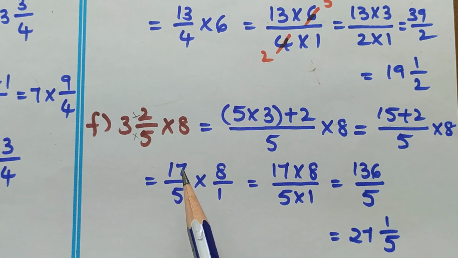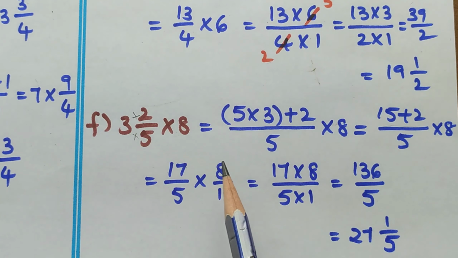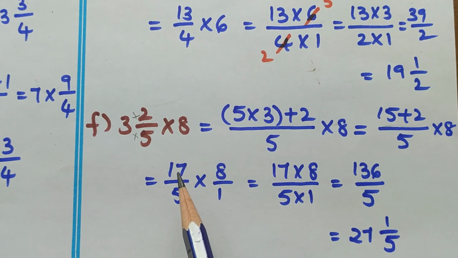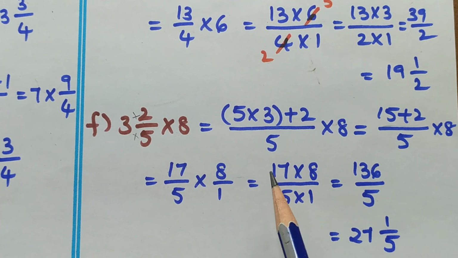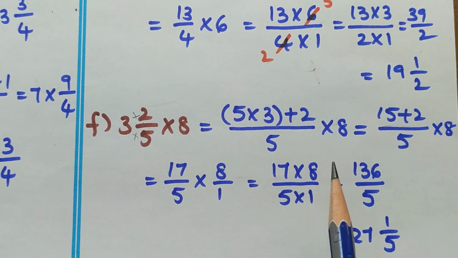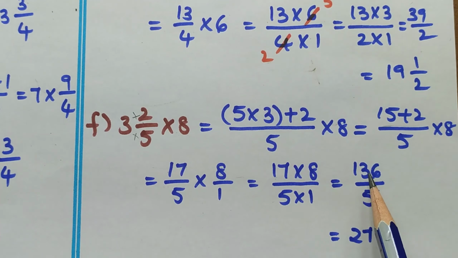Now let's multiply the numerators 17 and 8. It is 17 into 8, by the denominators 5 and 1. It is 5 into 1. So 17 into 8 by 5 into 1. 17 into 8, 17 8s are 136. 136 by 5 into 1.